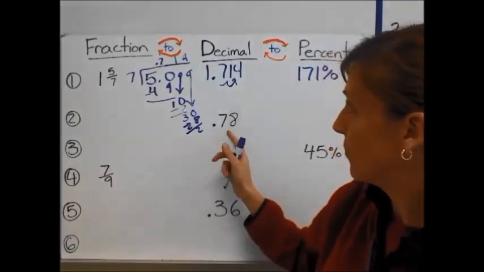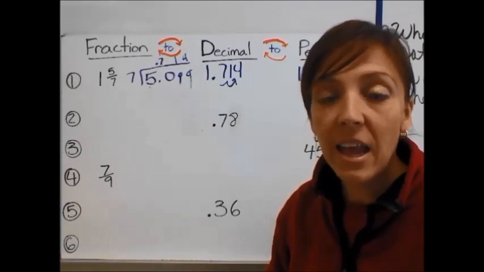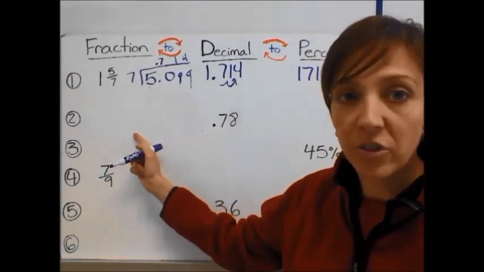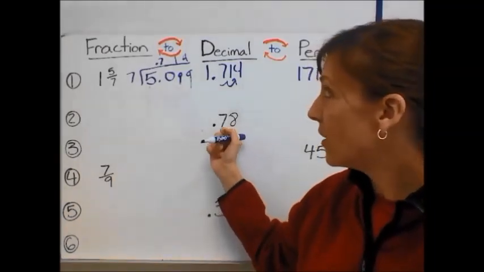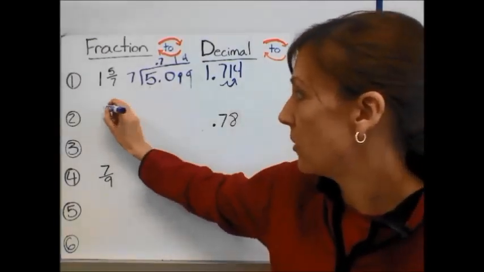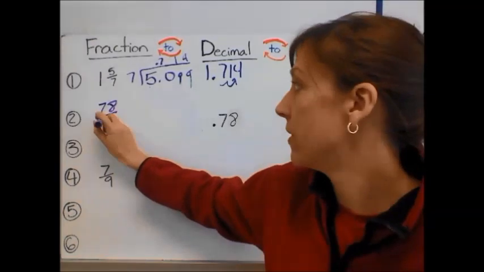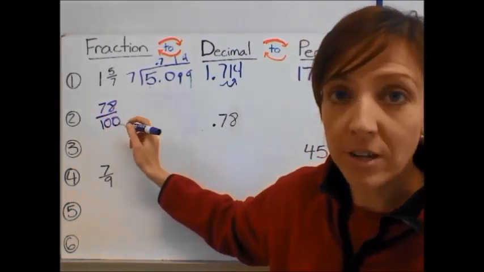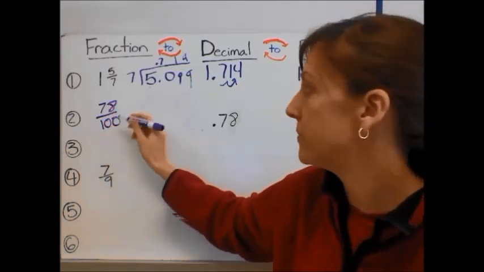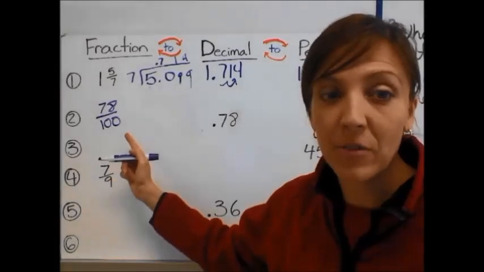Look at number 2. Number 2 is written as the decimal number, 78 hundredths. Well, how would I write that as a fraction? I know that this is out of 100. 78 hundredths means 78 out of 100. So I'm just simply going to write it as 78 out of 100. The bar right here means out of. 78 out of 100. Well, I'm not going to stop there because I know that this can be reduced.